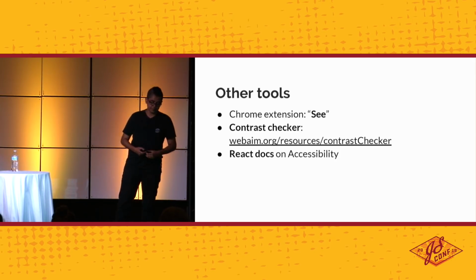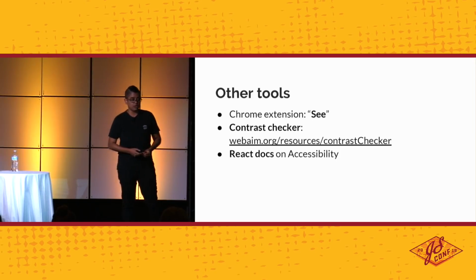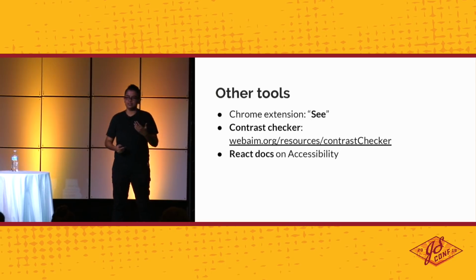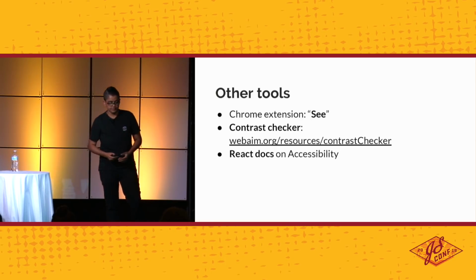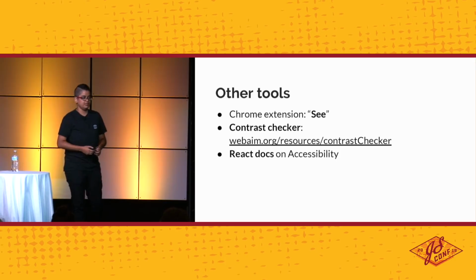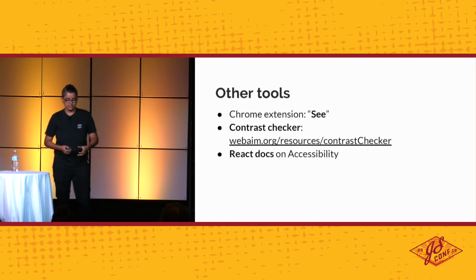Then there is another tool called Contrast Checker. It will help you discover whether the contrast in your app is fine or not. And finally, the React docs on accessibility are very useful. I have read from them personally, and I found them a good place to start with.